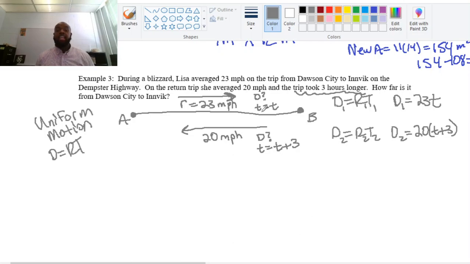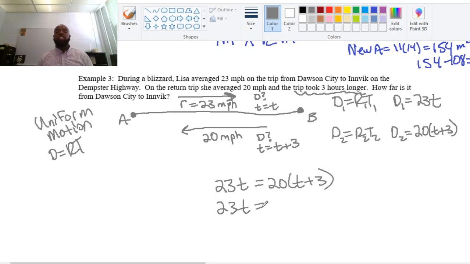And with that, since I know the distances are the same, I take these two expressions for the distance, set them equal to each other, and at least I can solve for the time. And once I know the time, I can replace it back into either one of these equations, and I will be able to come up with the actual distance.